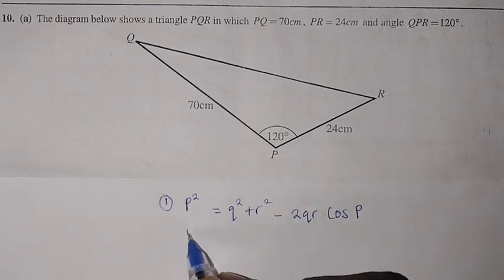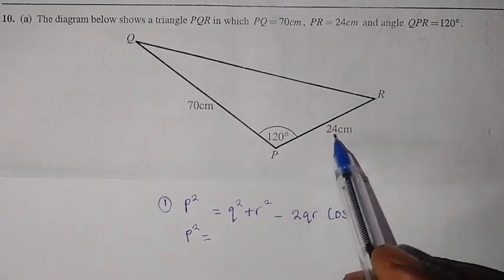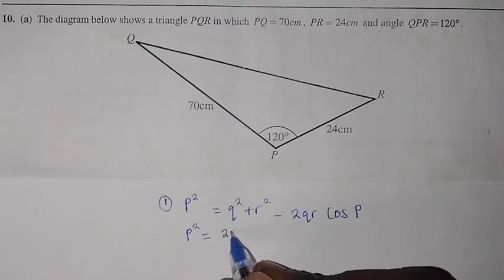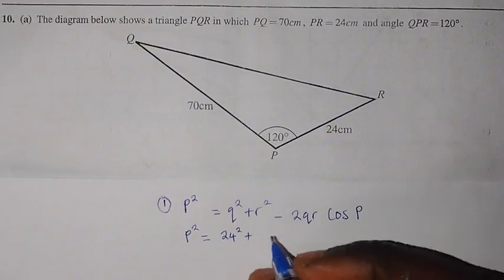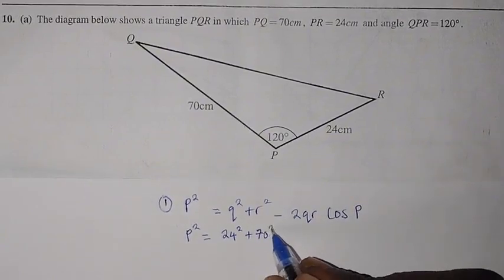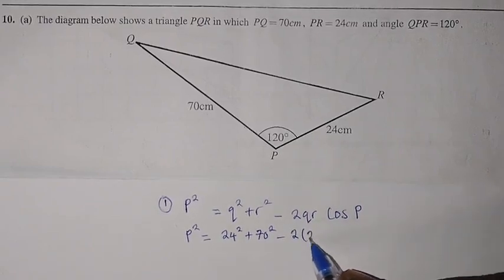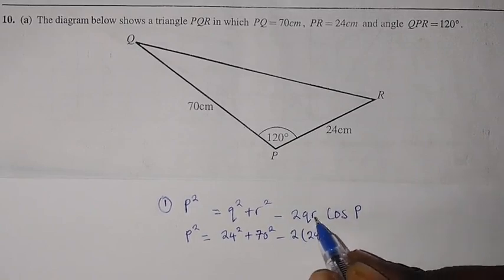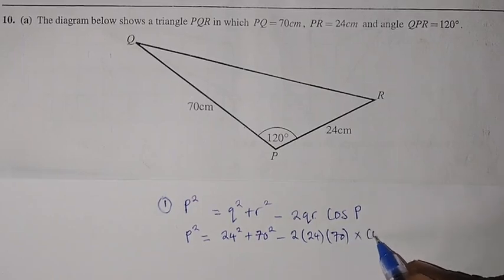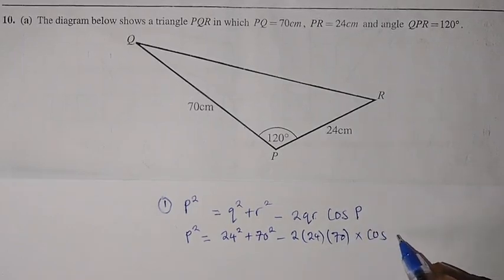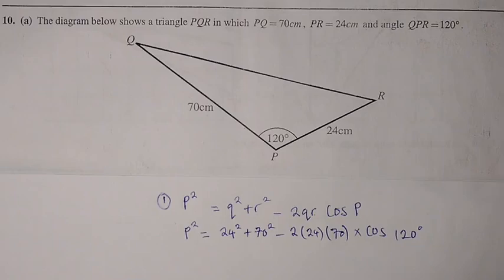So from here, we are going to write p squared equal to, where there is q, a small letter q is this one, so it is 24 squared plus this r is this one, which is 70 squared minus 2, open bracket. Where there is q, we'll put a 24, and where there is r, we'll put a 70. Then times cos. Where there is this P, we are going to put an angle, which is 120 degrees. I hope this is clear.